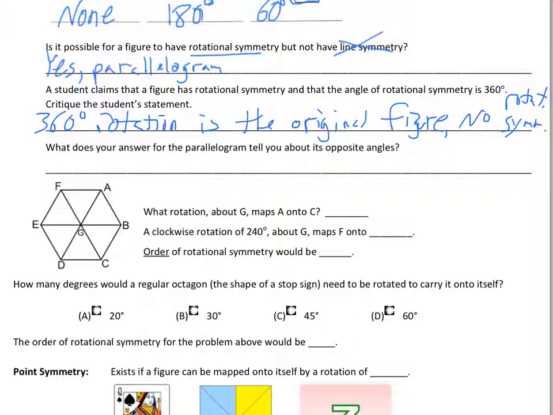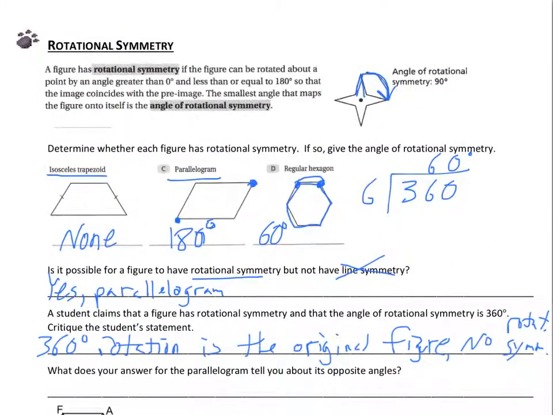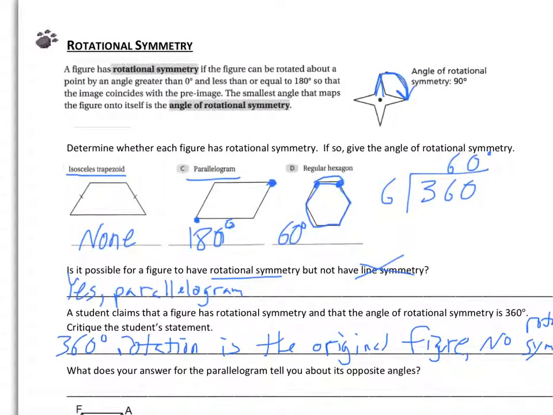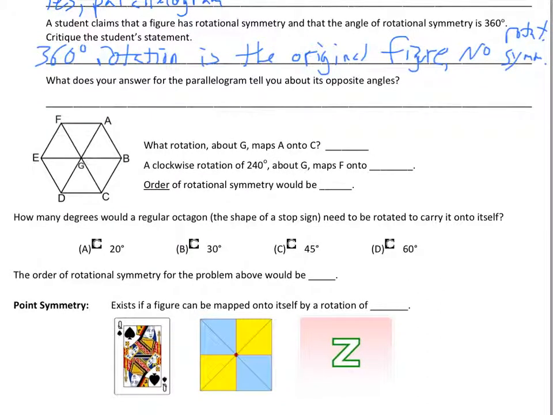What does your answer for the parallelogram tell you about its opposite angles? Well, we said that 180 degrees rotation, that means this angle is the same as this angle. Basically, we're saying that opposite angles are congruent. Opposite angles, they're congruent. Now, this question asks, what rotation about G, meaning around the center point G, maps A onto C? Basically, that right there.